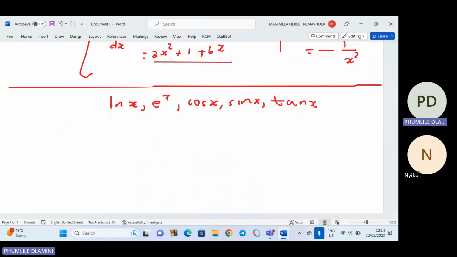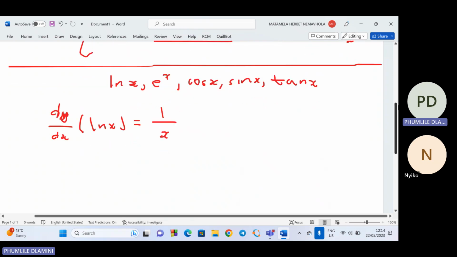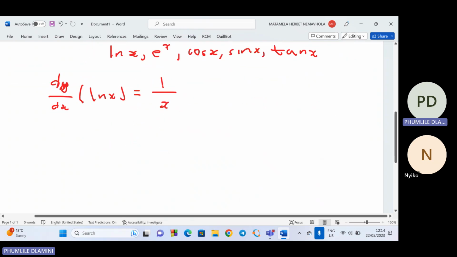If I'm differentiating ln x, if I'm finding dy over dx of ln x, normally if I'm writing it like this, I have to say d over dx of ln x. Then this is going to be equal to 1 over x. What is the meaning of that? It means that this is a standard format: every time you see ln x, remember it works as a logarithm, so the derivative is 1 over x.